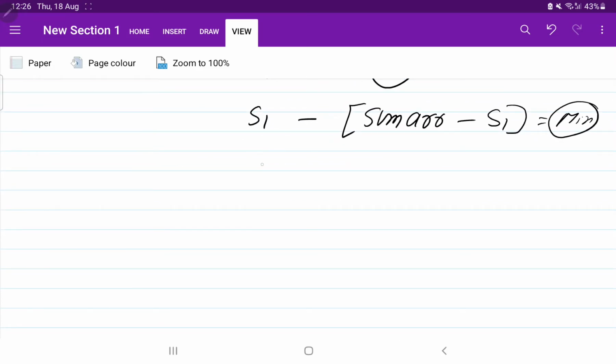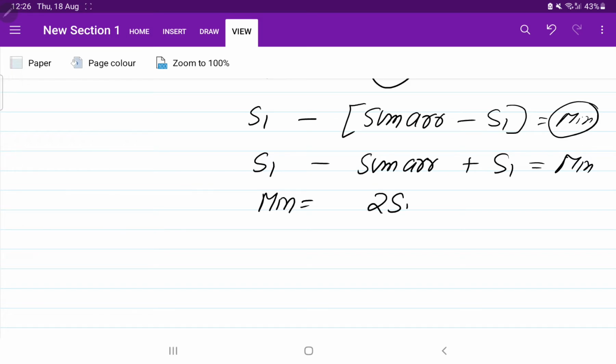So let us solve this equation. It is S1 minus sum of array, minus minus will become plus, and it will be the minimum. So the minimum will be 2 times S1 minus sum of array. Now how many variables do we have? Only one variable. If we get the value of S1, we will find the minimum difference. So basically we need to focus on how we can find S1.